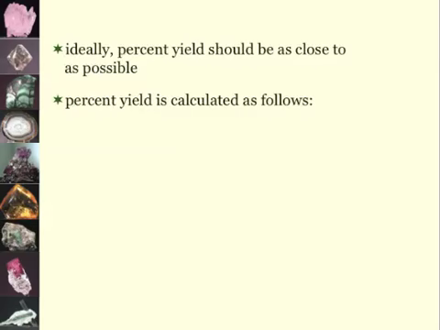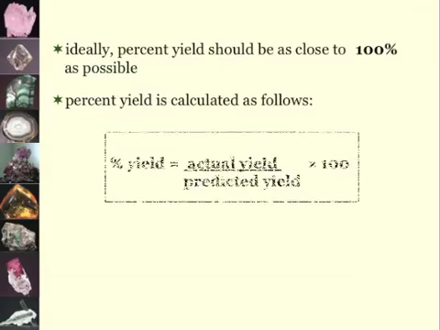Now, ideally, the percent yield should be as close to 100% as possible. And percent yield is calculated as follows: percent yield is actual yield divided by the predicted yield times 100.